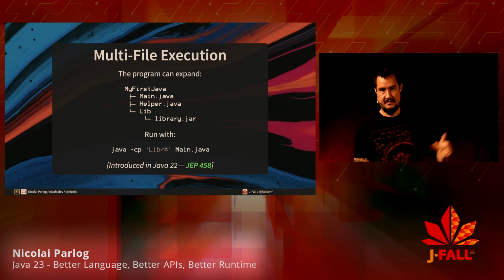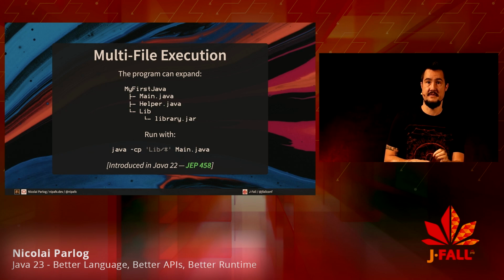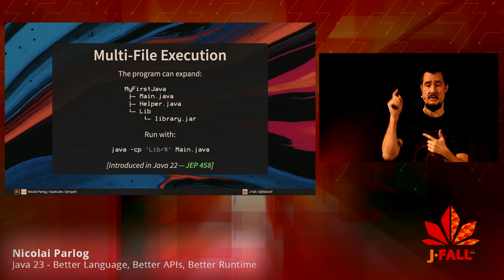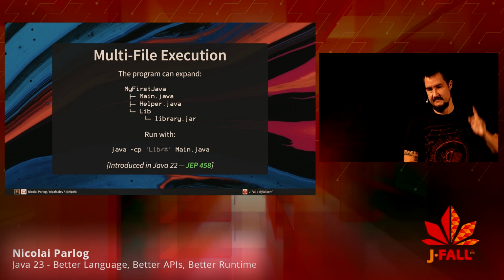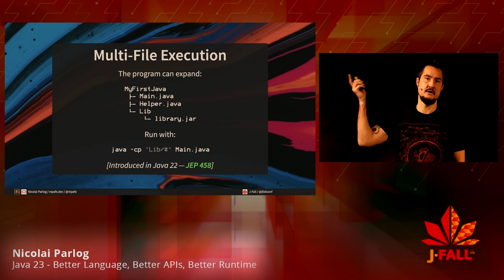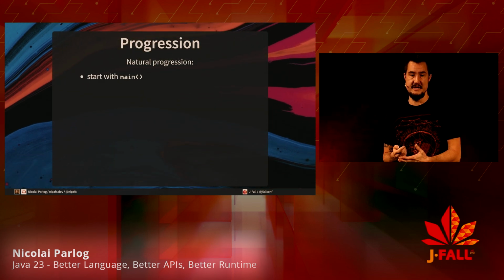You go java --class-path, there's the lib folder, look in there for everything, and then start Main.java. And then the Java launcher is smart enough to figure out, while compiling Main.java, that it references Helper.java. Where do I find that? Oh, it's here. That's all good, so it finds that file too. And then it finds the reference in the jar as well. So that means there's now a very natural progression.